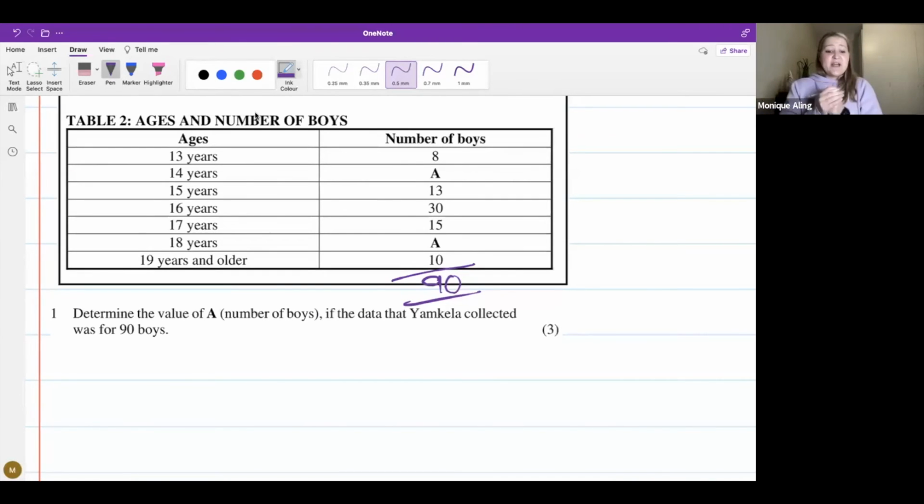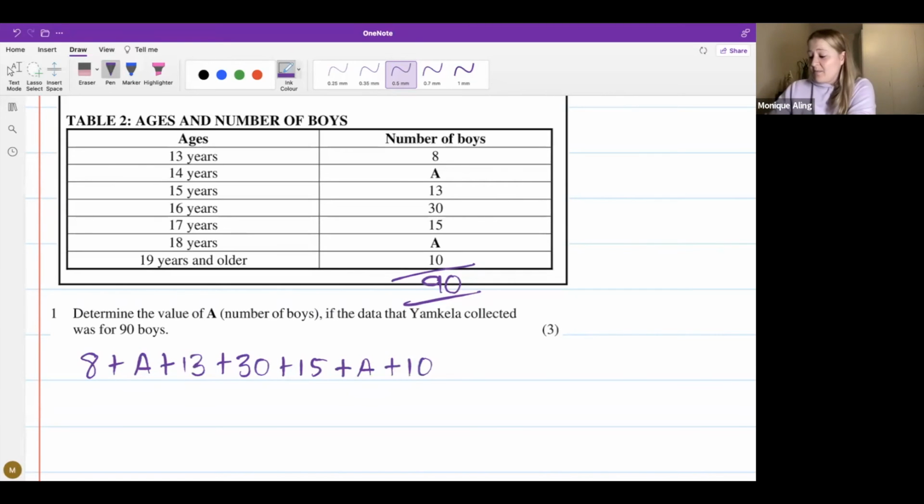Let's have a look at it. So we know that the total is 90 boys, right? So we can take all our numbers. We can say 8 plus the letter A plus 13 plus 30 plus 15 plus the letter A plus 10. Now, if I add all of those up, it should equal 90. Okay, so now I'm just going to make this a lot easier to work with. I'm going to add all those numbers up.